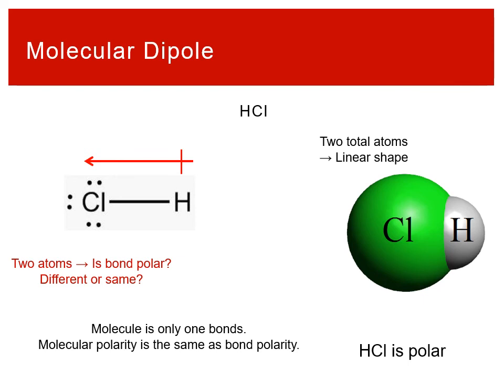Whenever you're dealing with a molecule that is only 2 atoms, the question just becomes, is the bond polar? And we determine whether or not bonds are polar based on whether or not they have the same 2 atoms or different atoms, right? Different atoms, yes, it's polar. Same atoms, that's a non-polar bond. So Cl2, that's non-polar. That'd be a non-polar molecule.